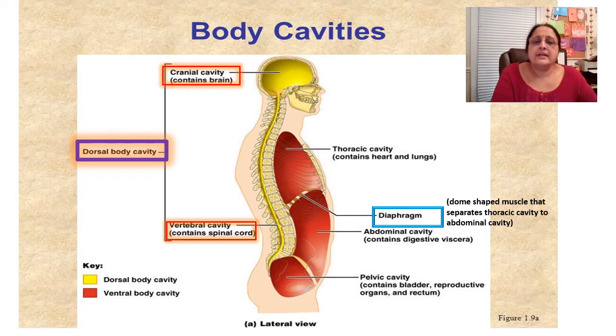So let's see the labeling of this particular image. This will be given for your test quiz. If this picture is there, on the back side you should label it as dorsal body cavity, and at the brain region label it as cranial cavity. As we see, this thread-like yellow colored extension is the vertebral cavity that contains the spinal cord.